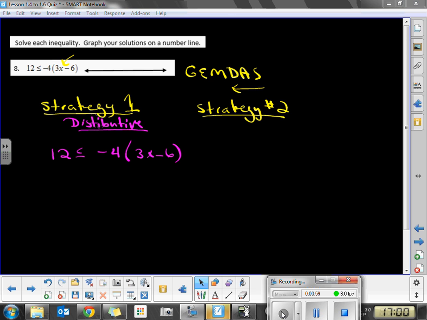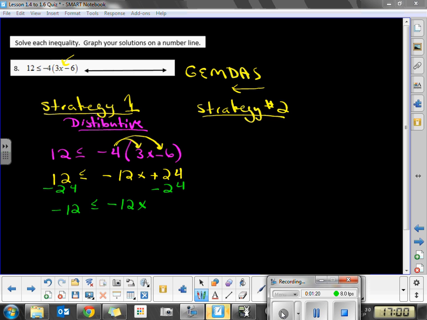What we can do is we can distribute the -4 and break down our parentheses. So 12 has to be less than or equal to, if I distribute, -12x, but negative times negative is a positive 24. And then we can try to isolate x by subtracting 24 from both sides, which means a -12 is less than or equal to a -12x. Then I want to make sure I get rid of multiplying by a -12, and that is by dividing by a negative.